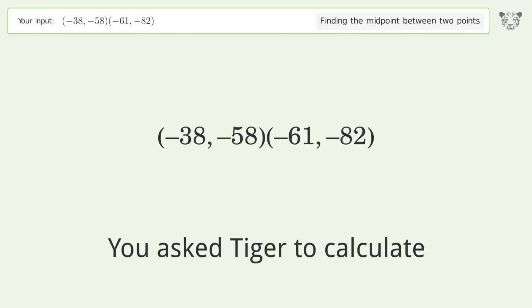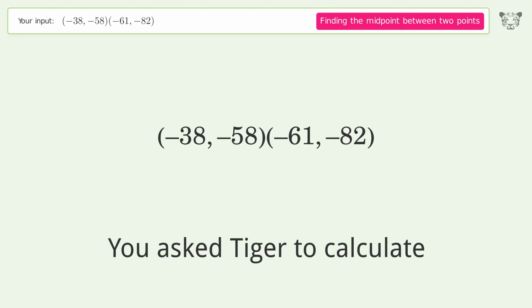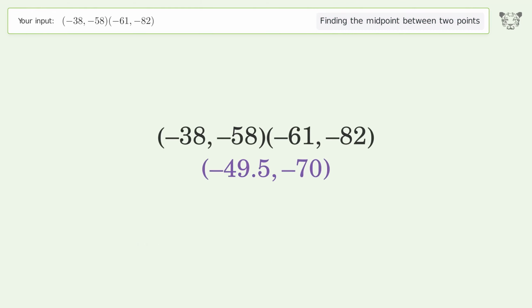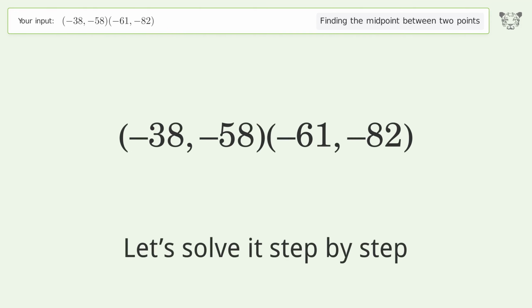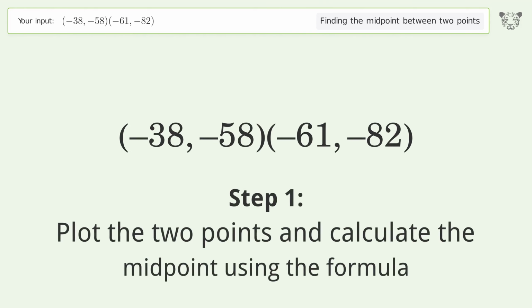You ask Tiger to calculate. This deals with finding the midpoint between 2 points. The midpoint between the 2 points is -49.5, -70. Let's solve it step by step. Plot the 2 points and calculate the midpoint using the formula.